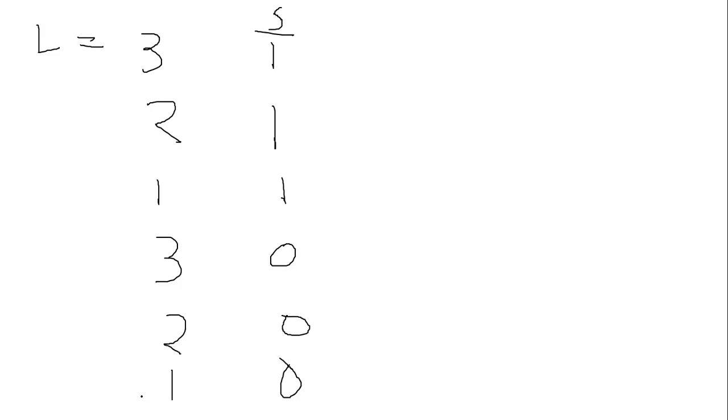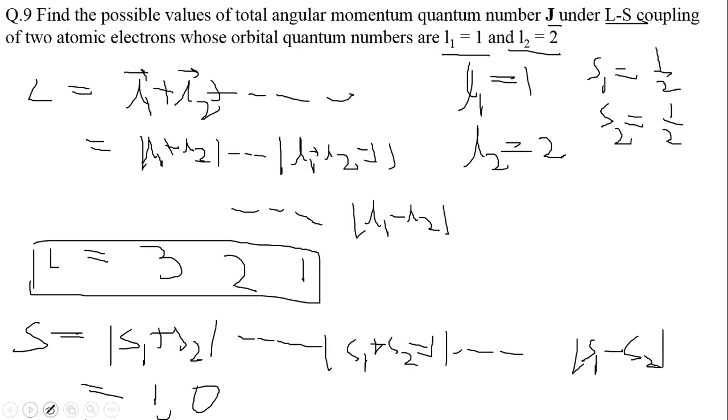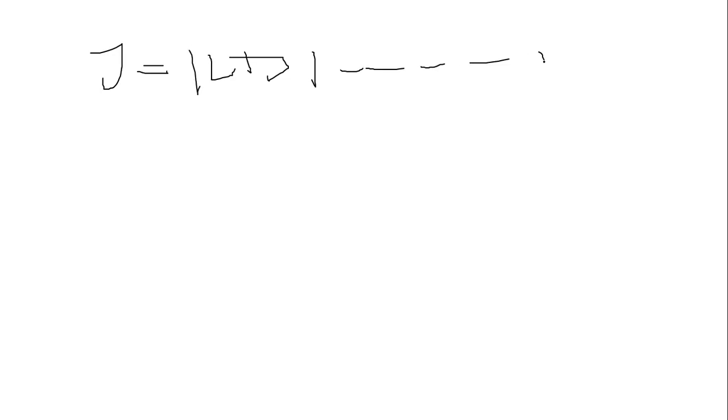So for L equal to 1, 2, 3 and S equal to 1, 0, we have 6 combinations of L and S. So what are the combinations? The combinations are 3, so it is J. Similarly, like this addition, S1 plus S2. So similarly, what will be J? J will be L plus S to L minus S.